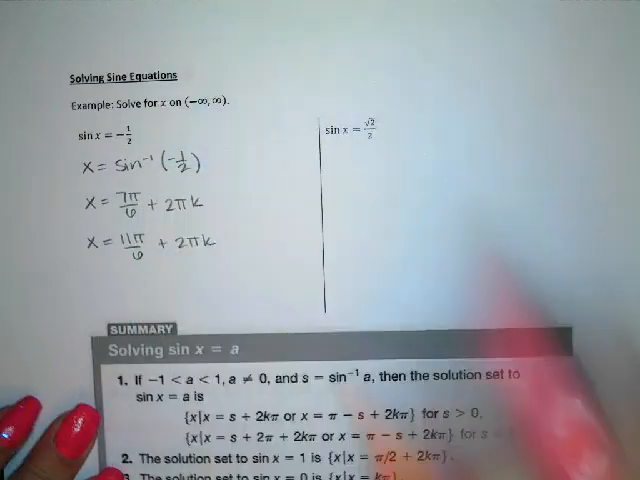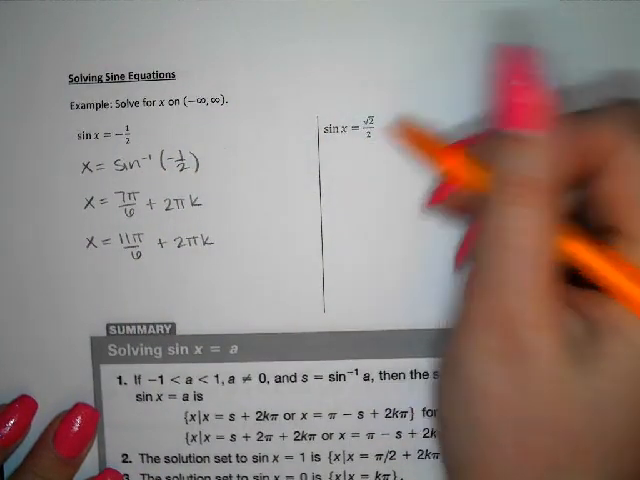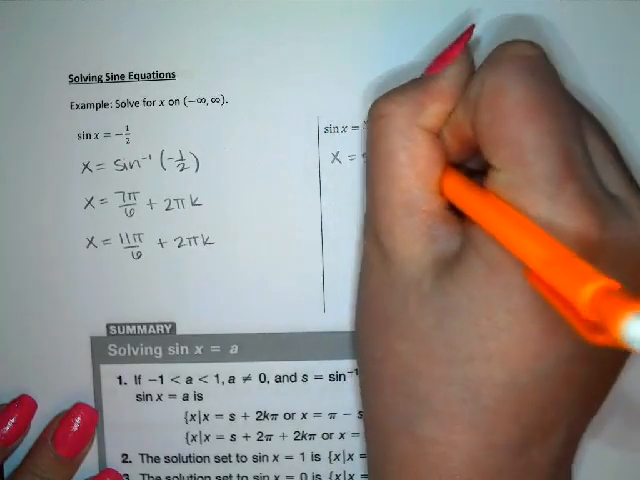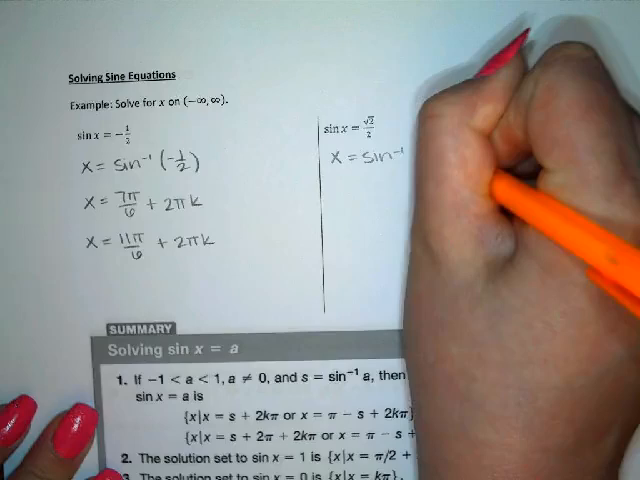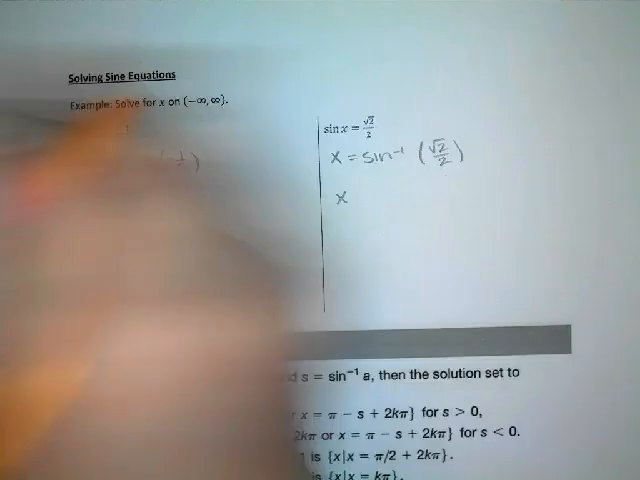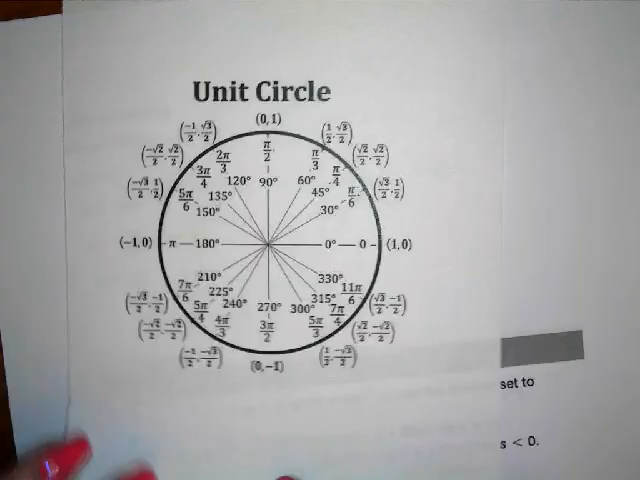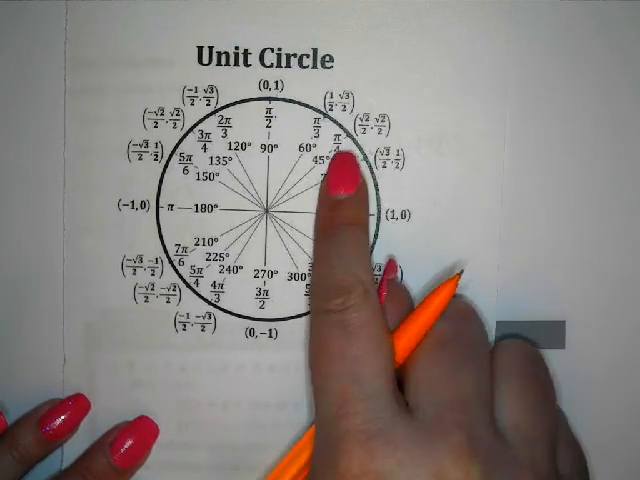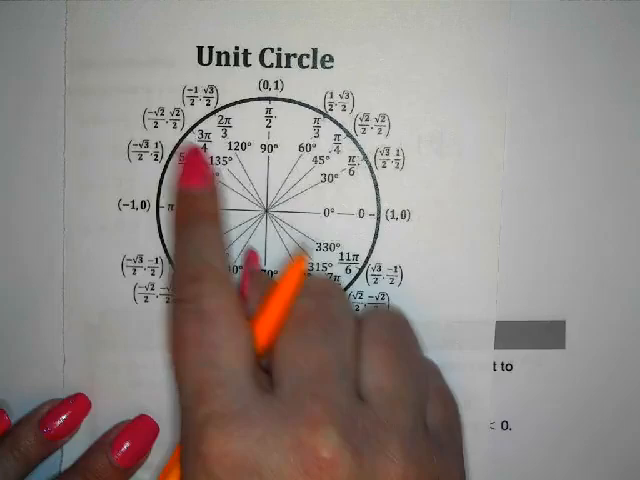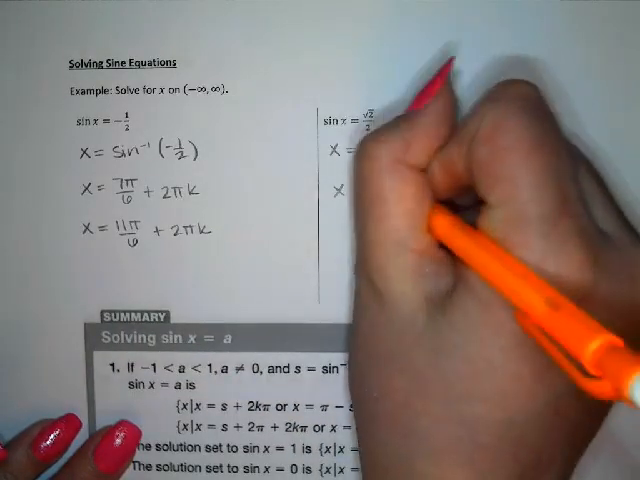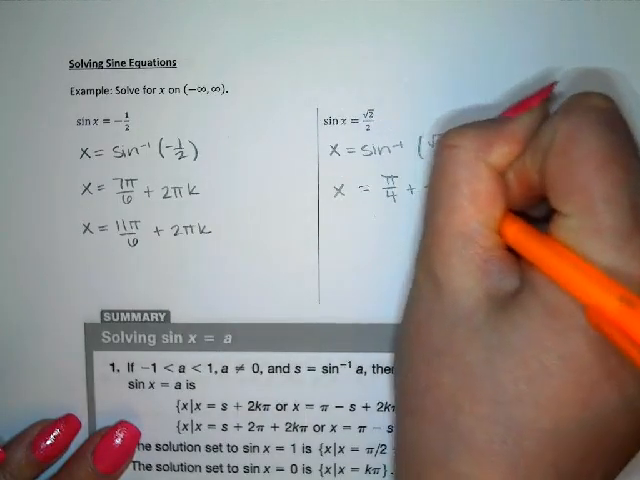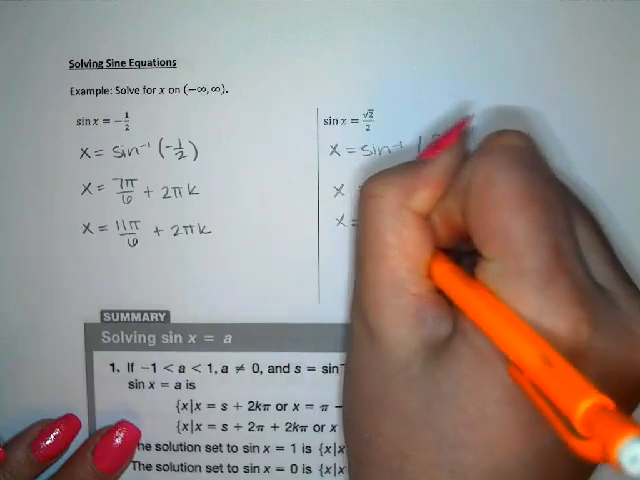Over here, sine x equals √2/2, and so angle x is sine inverse of √2/2. And so I'm going to look on my unit circle for where the y coordinate is √2/2, and that's right up here at pi fourths and at 3 pi fourths. So I have x equals pi fourths plus 2 pi k, and x equals 3 pi fourths plus 2 pi k.